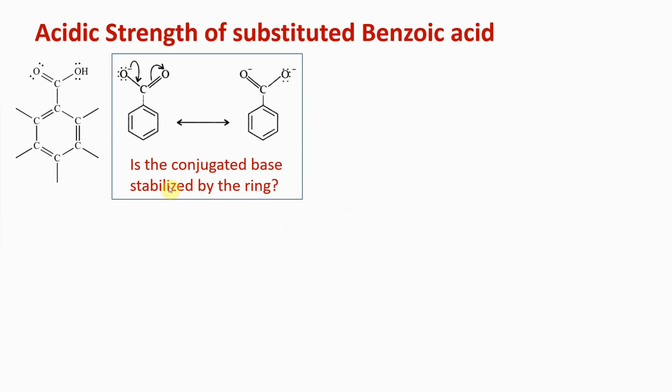Now you want to write down here, is the conjugate base stabilized by the ring? No, you want to say that the ring actually participates in resonance with this double bond O, not the OH. The conjugate base is not stabilized. Okay, if at all, and the ring plus R group destabilizes the conjugate base.